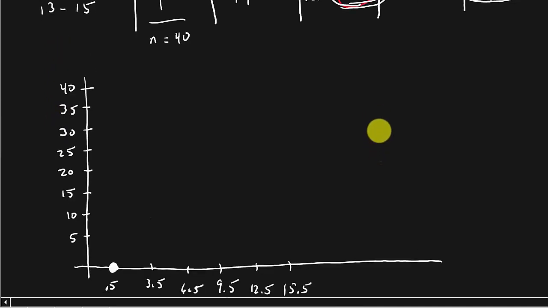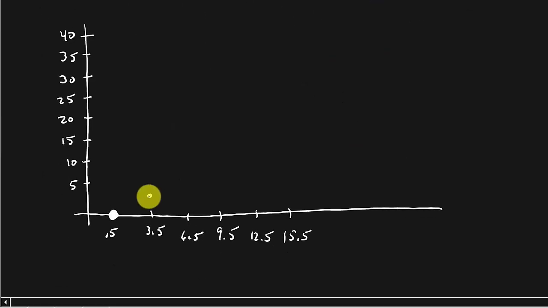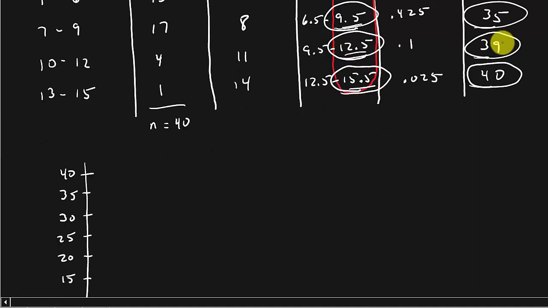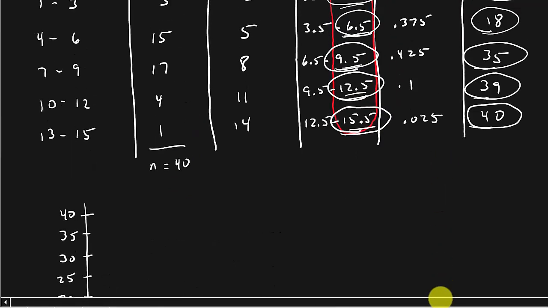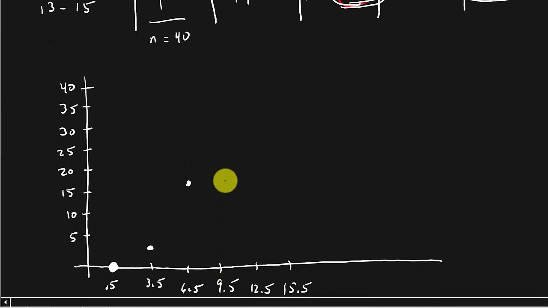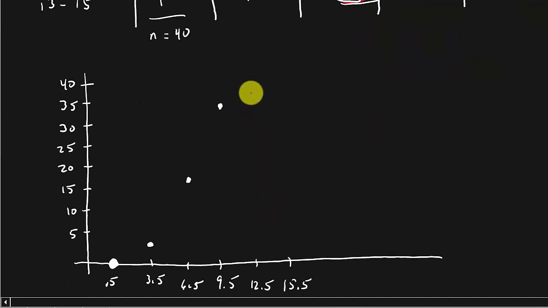All right. So for 3.5, 3, that's going to be about right in there. And then we've got 6.5, 18. That is about right in there. And then we've got 9.5, 35. And then 12.5, 39. And then 15.5, 40. That'll be a little bit above that one. And then it says what? Connect it with line segments. And there's your ogive right there.